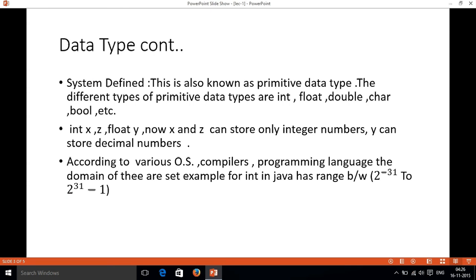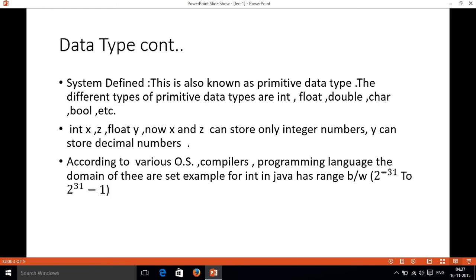Now, for example, in the above equation mentioned, if we declare x and z as int and y as float, then x and z can store only integer values, but y will store the decimal values. Now x and z cannot store the decimal values. Now the domains of the data type depend upon the number of bits provided by the compiler, operating system or the programming languages, and they may be different according to the different programming languages.